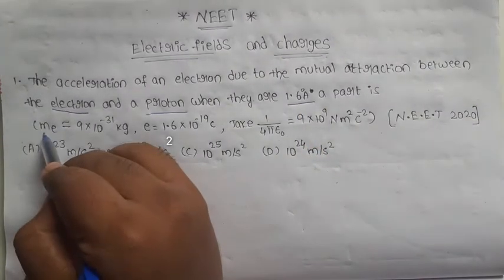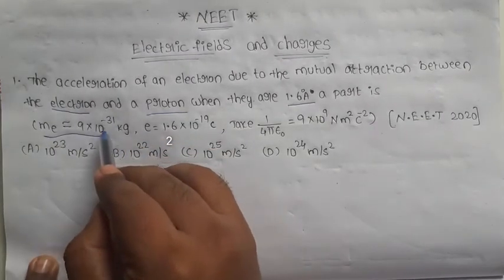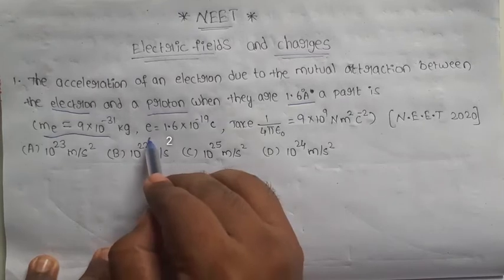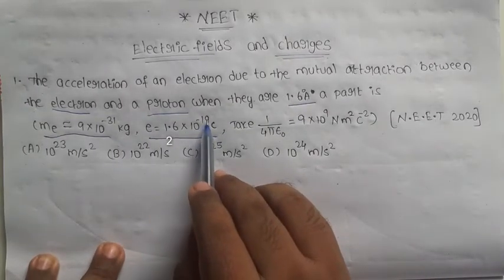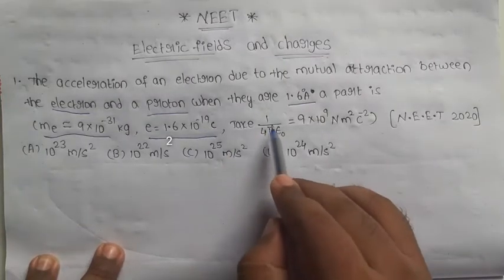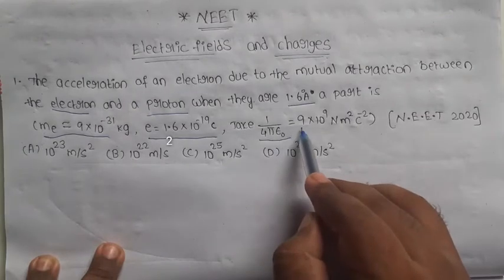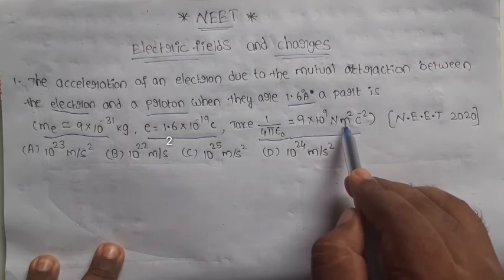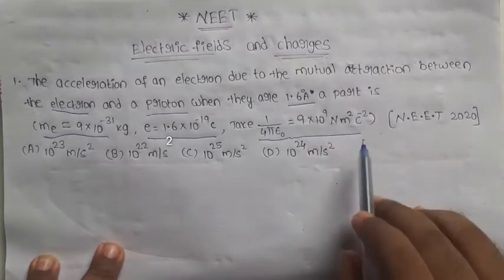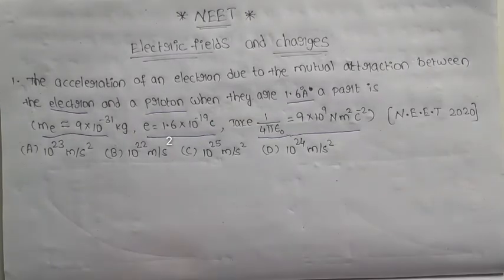Here the mass of the electron is given, Me is 9 into 10 to the power of minus 31 kg, and the charge of the electron is 1.6 into 10 to the power of minus 19 coulomb, and take 1 by 4 pi epsilon naught, that is a constant, k equal to 9 into 10 to the power of 9 Newton meter square coulomb power minus 2. This question was asked in NEET 2020.